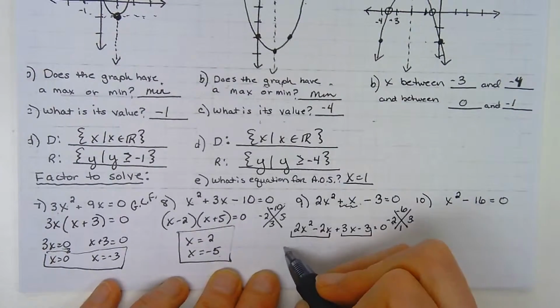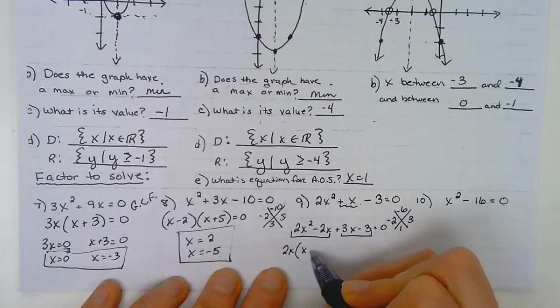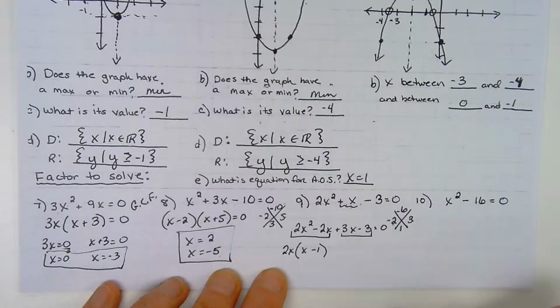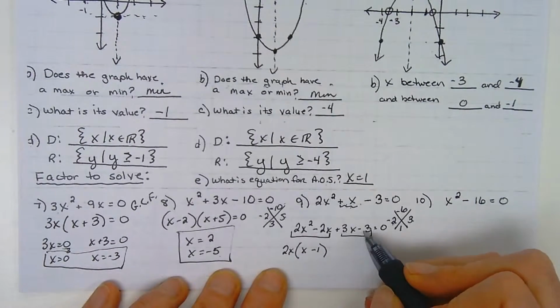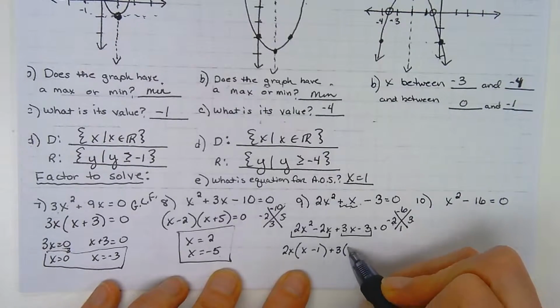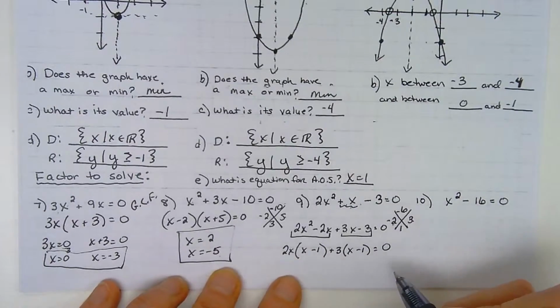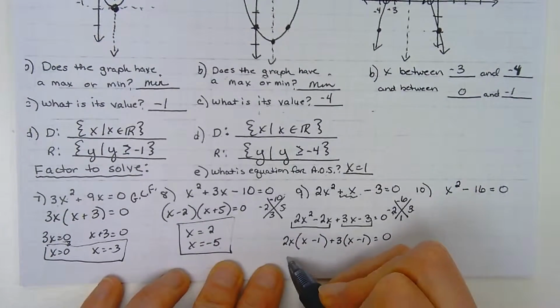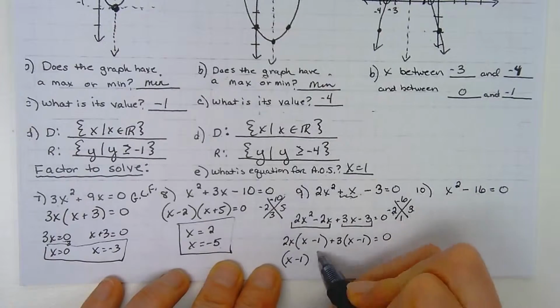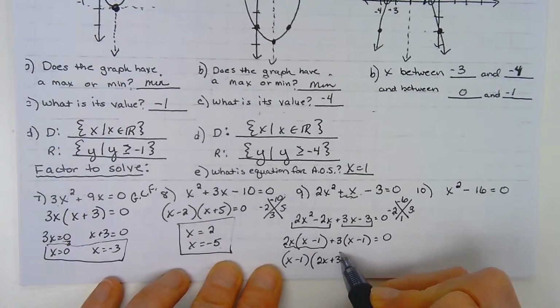I can take out a greatest common factor of 2x here, and that leaves x minus 1. I have a greatest common factor here of 3, so I'll take out a positive 3, and I'm left with x minus 1, which is what we want, matching binomials. Now I can take out the matching binomial x minus 1 and multiply it by 2x plus 3, that equals 0.